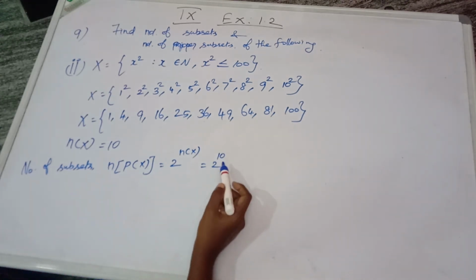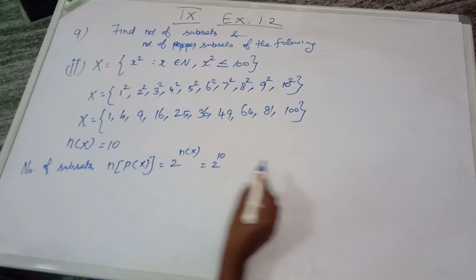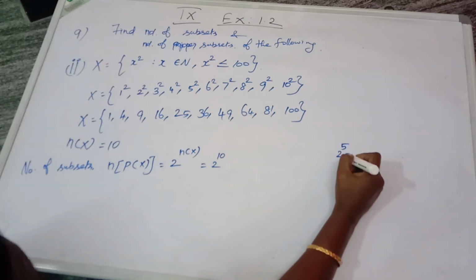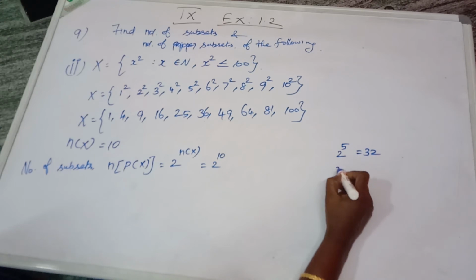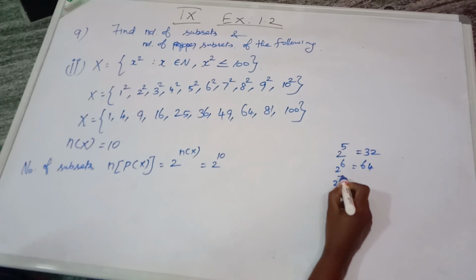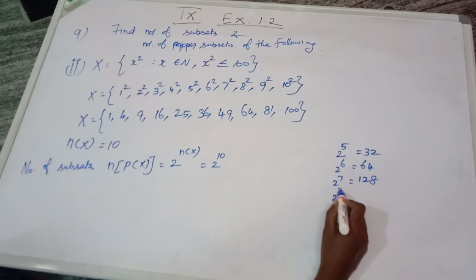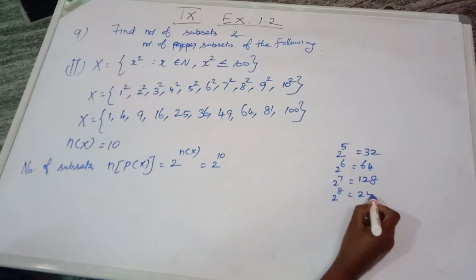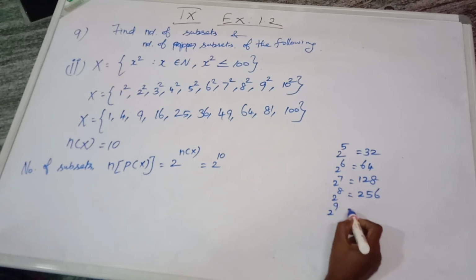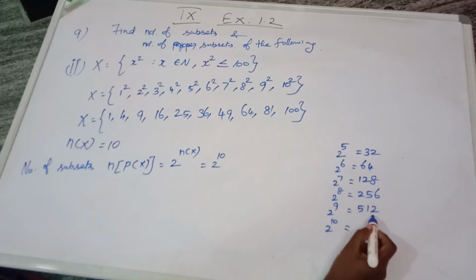What's the value of 2 power 10? You have to write the base 2, 10 times, and then multiply. Already you know 2 power 5 is 32. Then 2 power 6 means you multiply this by 2, so it is 64. 2 power 7, multiply by 2, so 128. Then 2 power 8, multiply by 2, so 256. Then 2 power 9, multiply this 256 by 2, so it is 512. Then 2 power 10, multiply this 512 by 2, so it is 1024.